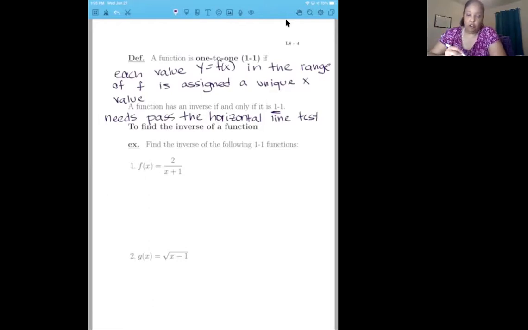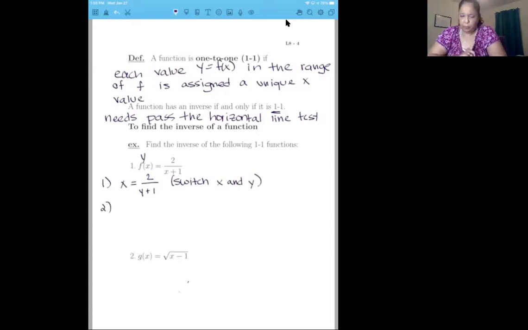First of all, remember that y is the same thing as f of x, and I'm going to switch x and y. So the first thing we're going to do is switch x and y. Then I want to solve for y.